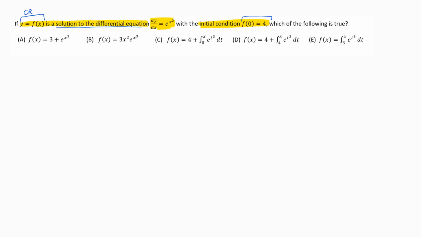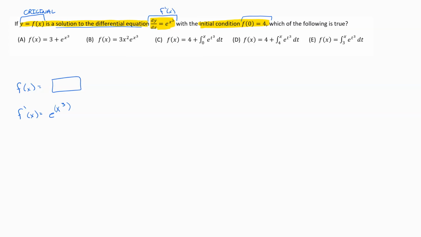it is the original function. And so what we know is whatever our original function is, f of x, when we take the derivative of this, it needs to equal our differential equation, so our f prime of x needs to equal e raised to the x to the third. And here you're really going to be tested on how quick you can get some derivatives done.